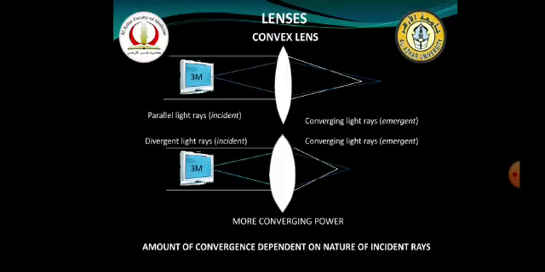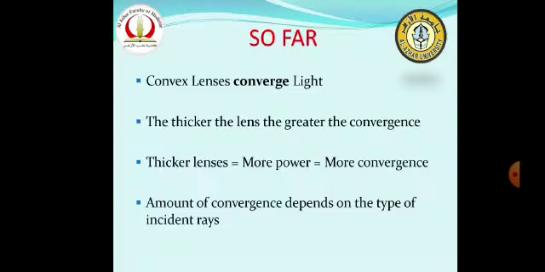This picture shows two lenses of different size. The lower one increases in thickness, so its power is more and the focal length is shorter, so the parallel rays come to a focus near the lens. So far, convex lenses converge light. The thicker the lens, the greater the convergence. Thicker lenses equals more power, equals more convergence. Amount of convergence depends on the type of incident rays.